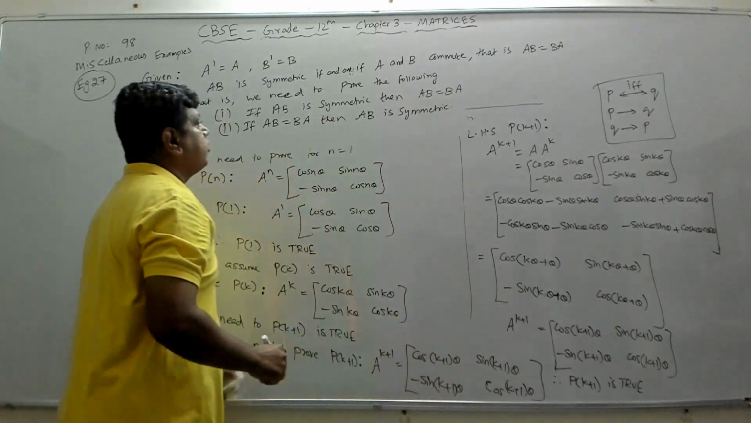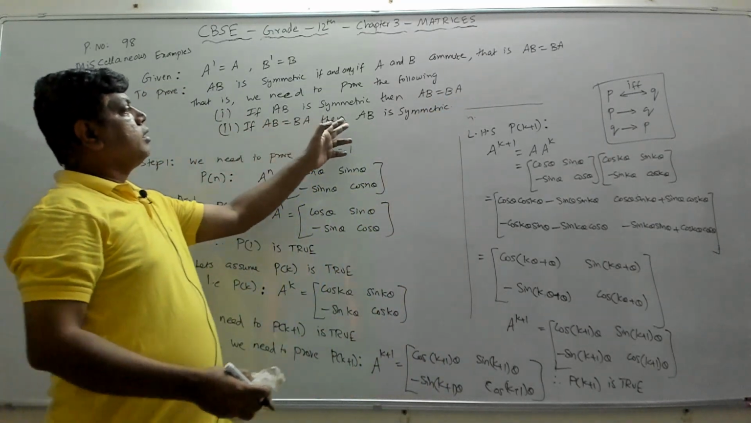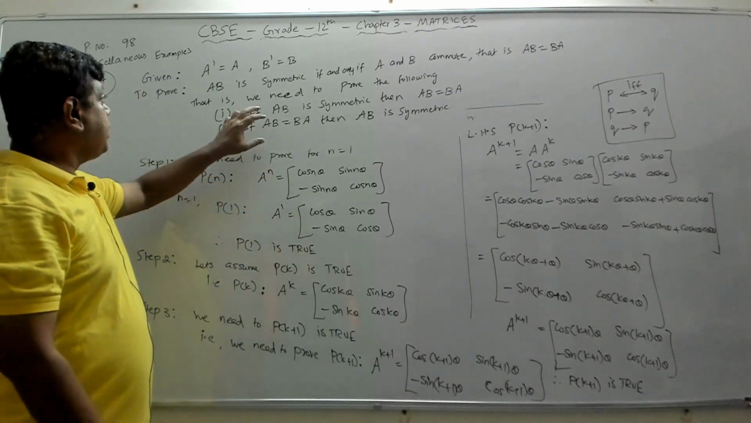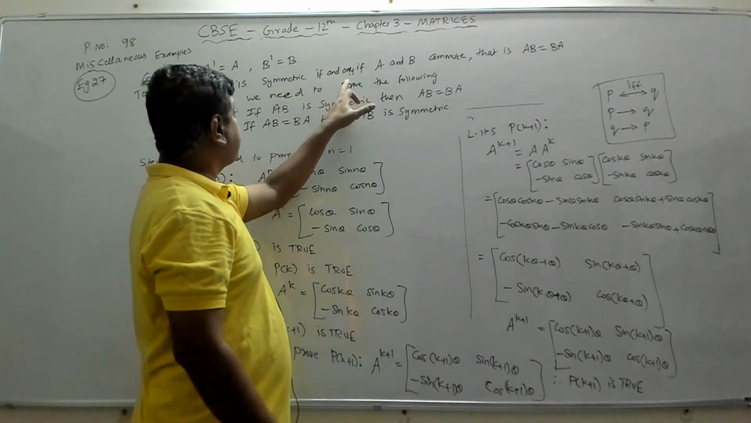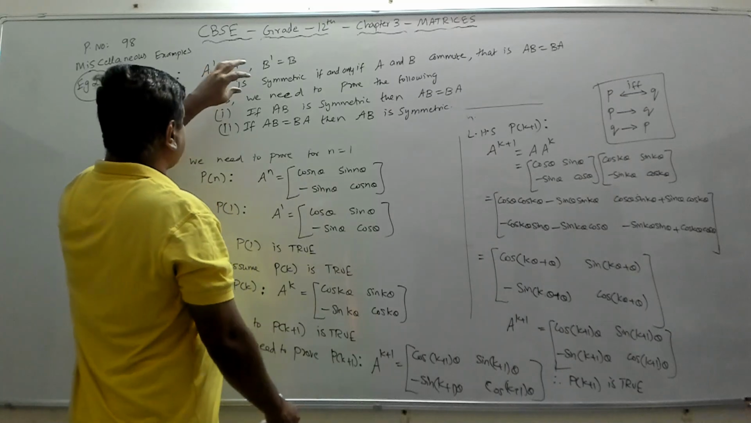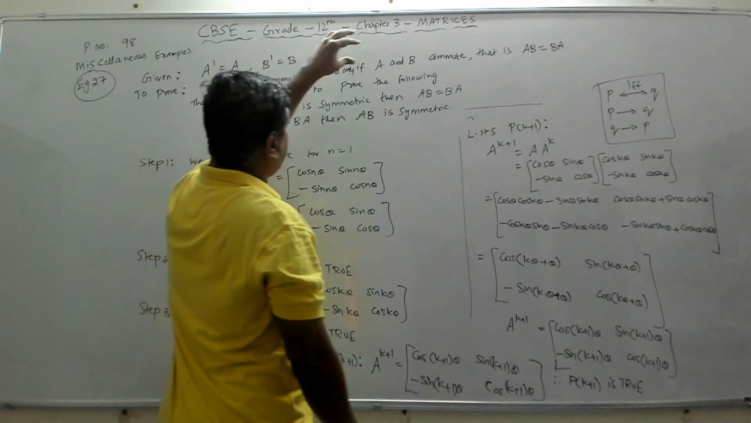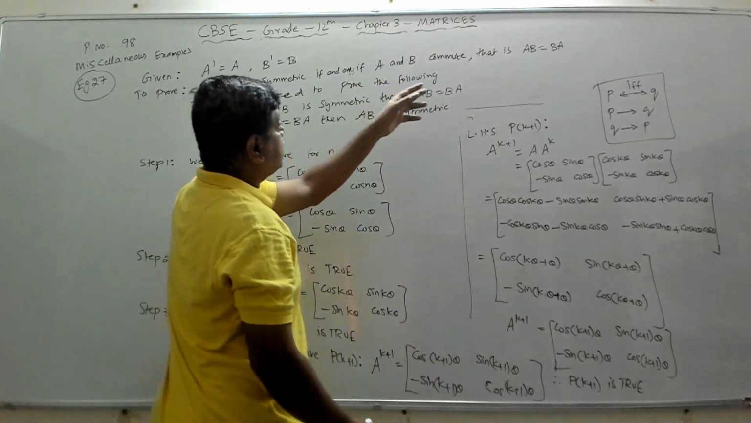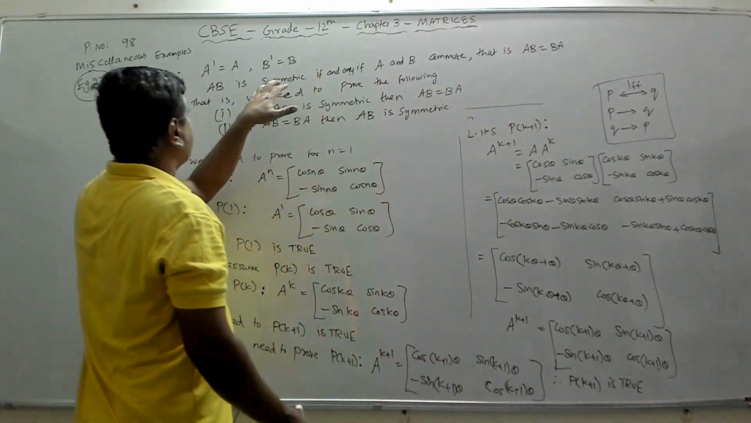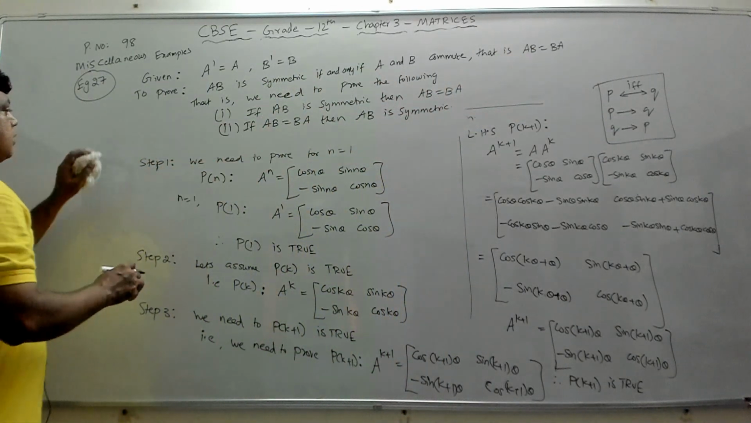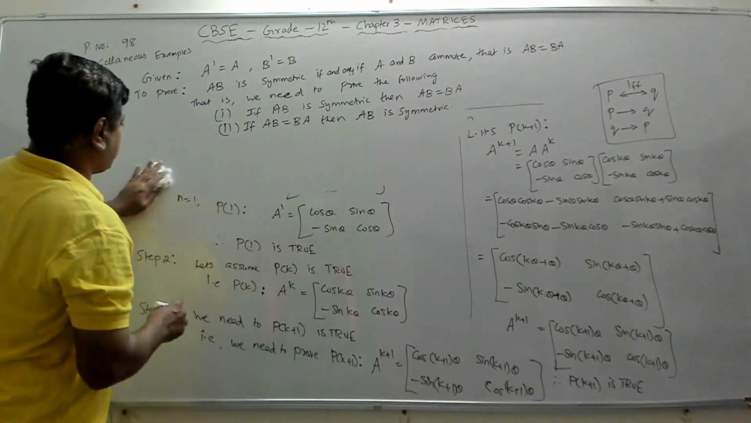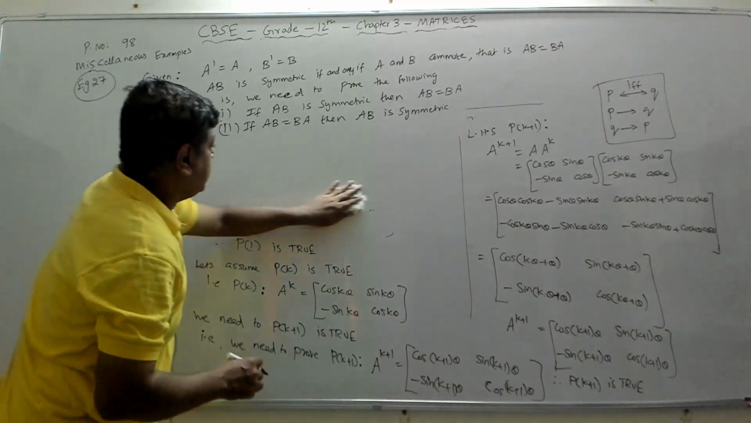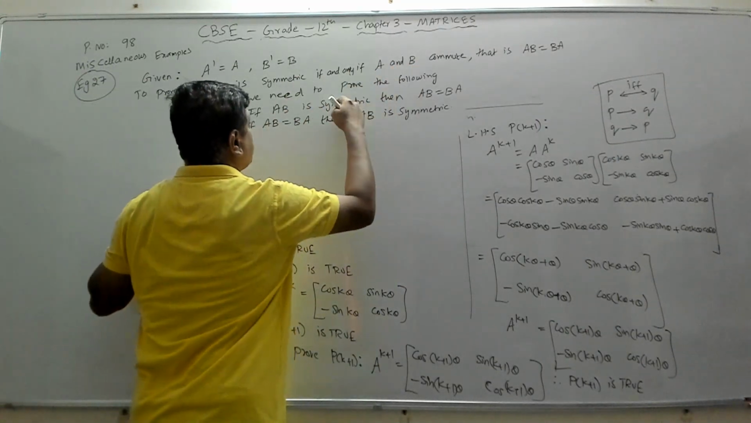So we have to prove if AB equal to BA, then AB is symmetric. So that is the meaning of AB is symmetric if and only if. If and only if means you have to take this as given and prove this, and you have to take this as given and you have to prove AB is symmetric. Fine. So there are two things that we need to prove. The meaning of this one statement is, you have to prove these two.